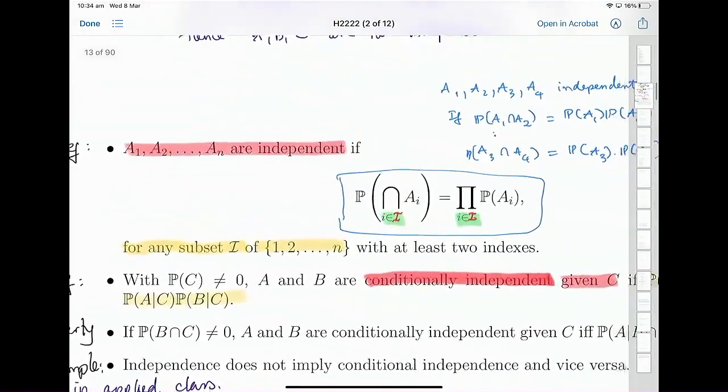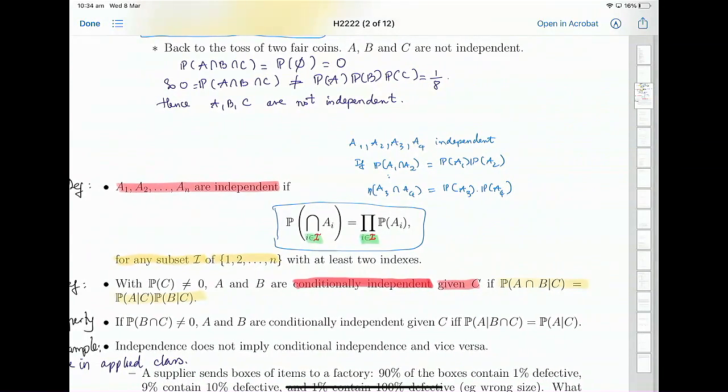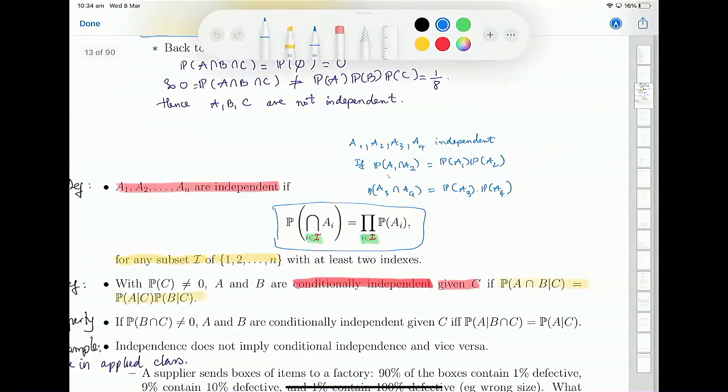Okay, so when you check that the probability of A intersect B given C equals the probability of A given C times the probability of B given C, then you can say that A and B are conditionally independent given C. So this is the definition.